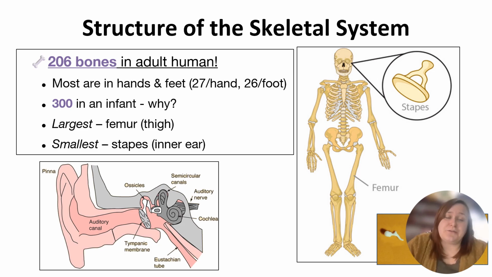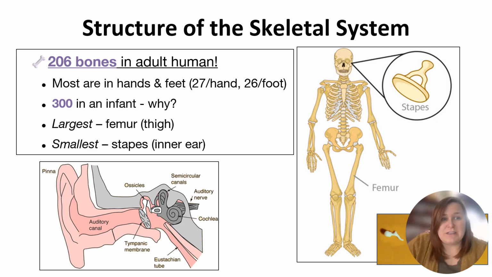So in general, there are 206 bones in an adult human. Most of them are going to be located in the hands and feet. There's going to be about 27 in the hand and 26 in the foot. There are 300 bones in an infant.